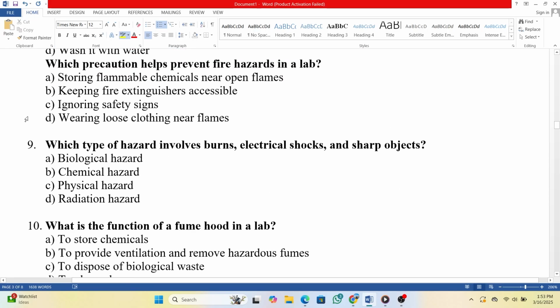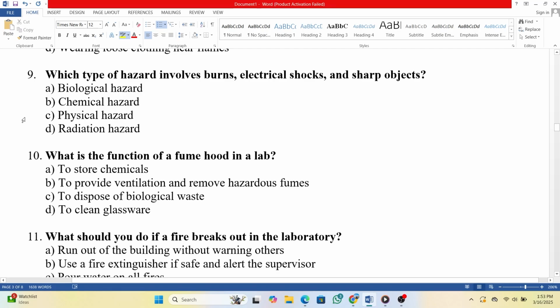9. Which precaution helps prevent fire hazards in a lab? A. Storing flammable chemicals near open flames. B. Keeping fire extinguishers accessible. C. Ignoring safety signs. D. Wearing loose clothing near flames. Answer, B.